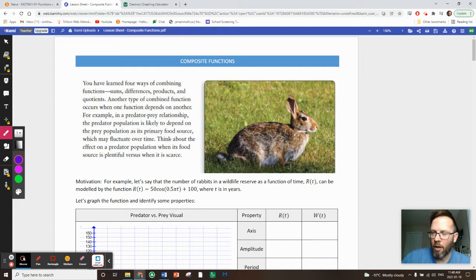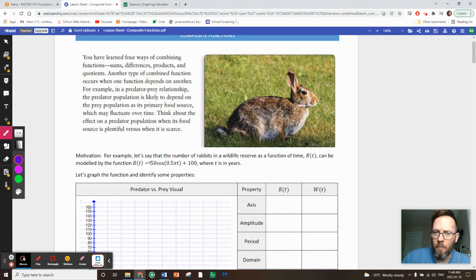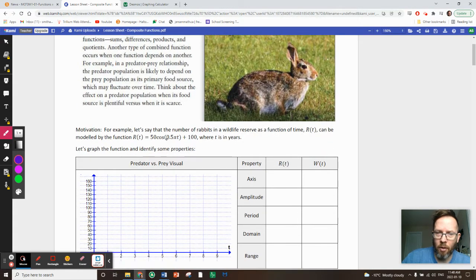To get started, we're going to think of an example from ecology, the predator-prey relationship, where the population of predators in some ecosystem depends on how much prey they have, and in the same way, the amount of prey depends on the number of predators. We'll look at a simplified example of a fluctuating rabbit population and wolf population.